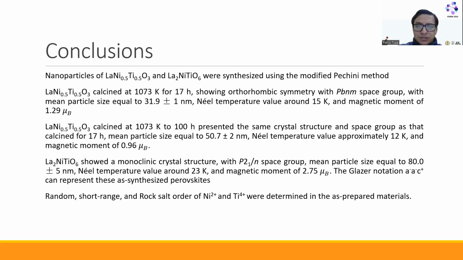The Néel temperature was 15, 12, and 23 Kelvin for sample 1, sample 2, and sample 3, while the magnetic moment was 1.29, 0.96, and 2.75 Bohr magneton for sample 1, sample 2, and sample 3, respectively. Random short-range and long-range ordering of nickel and titanium cations were determined in the as synthesized samples.